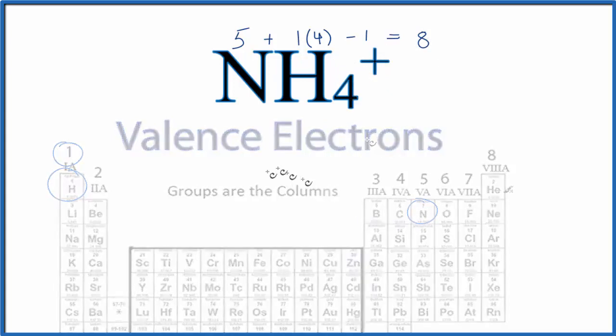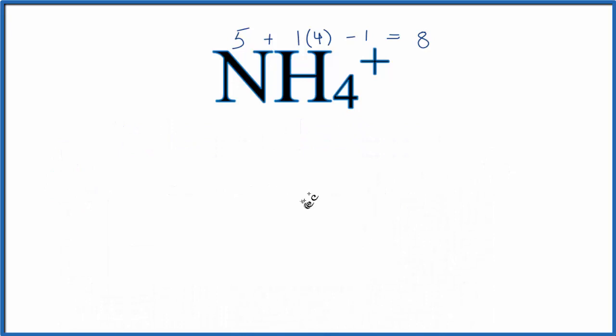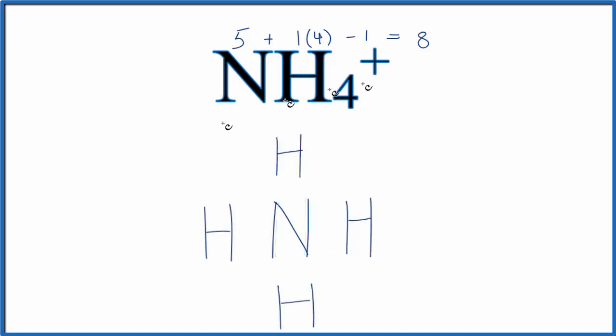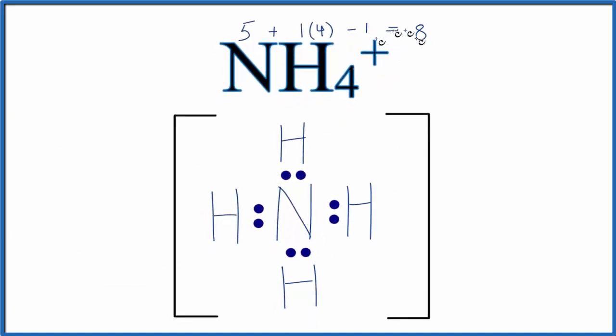Let's write the structure. The least electronegative goes at the center, and in this case, hydrogen will always be on the outside. So we'll just put N here in the center, and then 4 hydrogen atoms around it. We have 8 total valence electrons. We'll put valence electrons between atoms to form the chemical bonds. And in this case, we've used all 8 up. Nitrogen has 8 valence electrons, and each hydrogen has 2. So this is the Lewis structure for NH4+. Let's put our brackets around it again. And then since it's this positive ion, we'll write a positive sign after it. So that's the Lewis structure for the polyatomic ion NH4+.